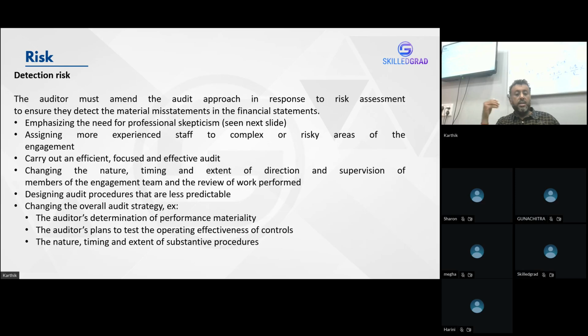Then the auditor plans to test the operating effectiveness. The auditor should also check the control process. He might rely on the work of the internal auditor, but still he might want to sample and check whether the control processes are correct. The nature, timing and extent of substantive procedures. Substantive procedures is also known as evidence, which we will see in a separate chapter. That is another 20 marks in your exam.